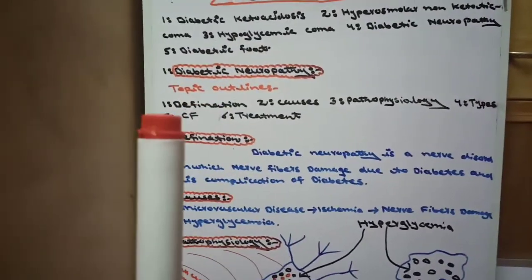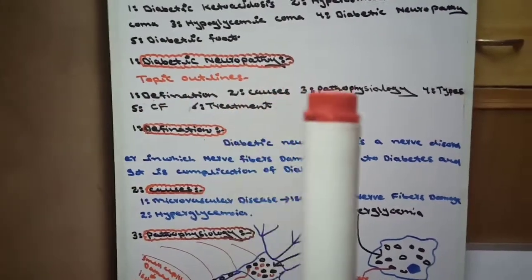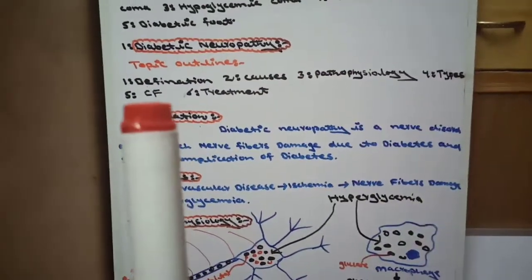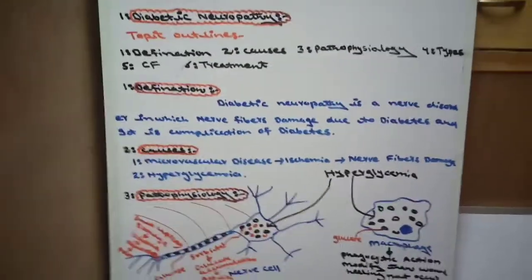Topic outline: we will study the definition of diabetic neuropathy, causes, pathophysiology, types, clinical features and treatment. First, the definition.